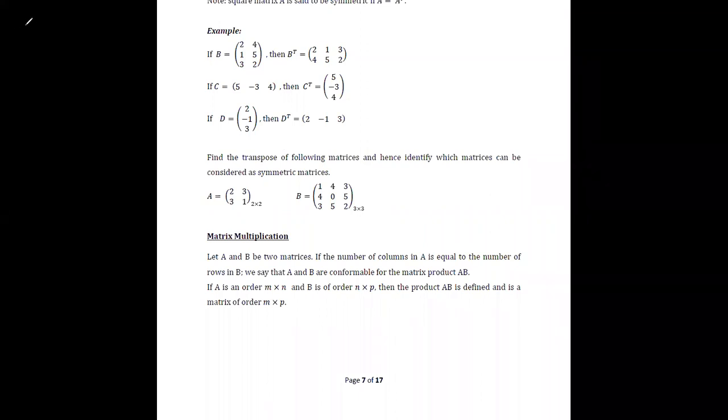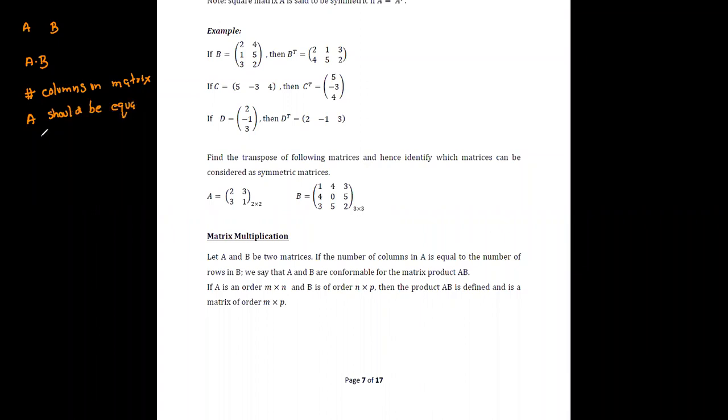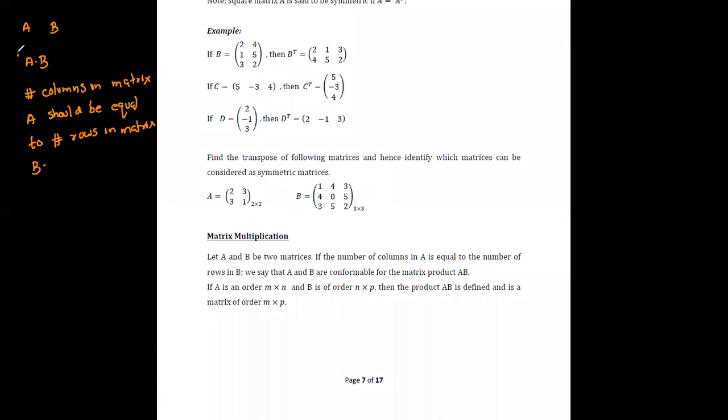If you are having two matrices, matrix A and matrix B, and you need to take the product of these two matrices, I will take it as A times B. Then the condition which should be satisfied in this multiplication is that the number of columns in the first matrix, the number of columns in matrix A, should be equal to the number of rows in matrix B. This is the condition which should be satisfied if you need to take this matrix product AB.